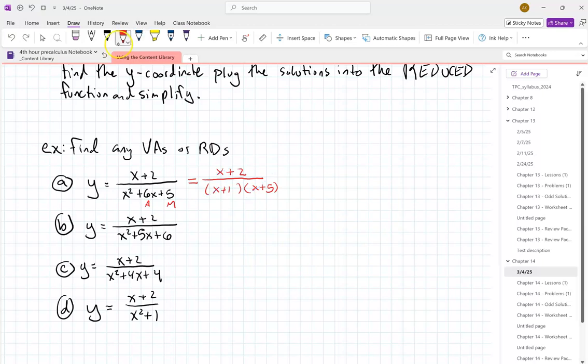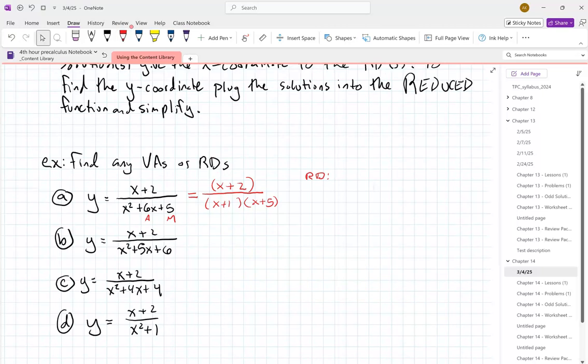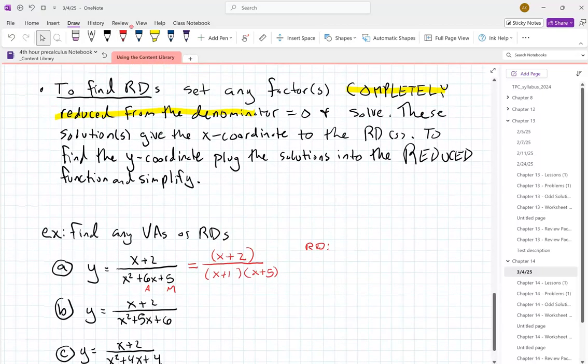Is there any reducing that can be done here? No, because the x plus 2 in the numerator is different than either of the parentheses in the denominator, right? So if I can't reduce anything, can I have a removable discontinuity? No, because I need factors completely reduced from the denominator. If I didn't do any reducing, I can't have any of those, so there's none of those.